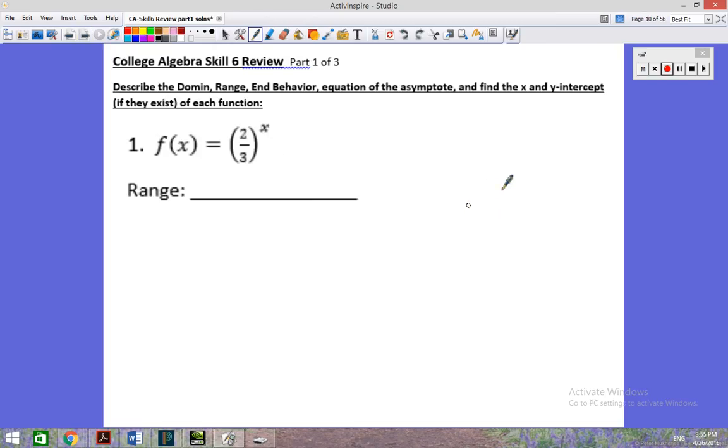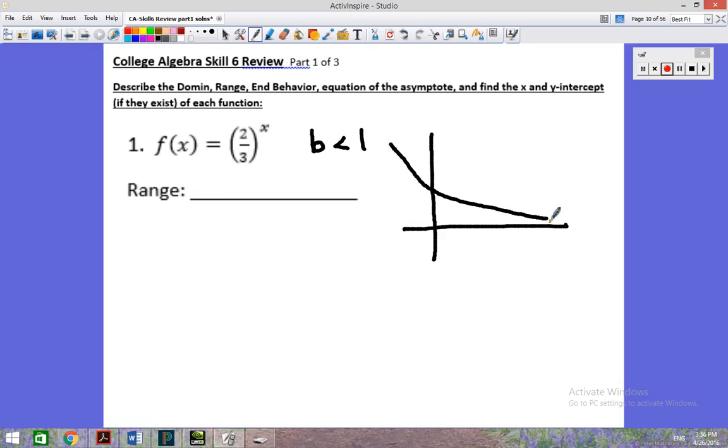Alright, so for the range, you do have to consider the graph. The range is a set of y values. Transformations will change our answer. Here we have this 2/3 is less than 1, so our base is smaller than 1. It's a decreasing function. A quick sketch of the graph looks like this, where the y-intercept is 1. The coordinates of that point are (0, 1).